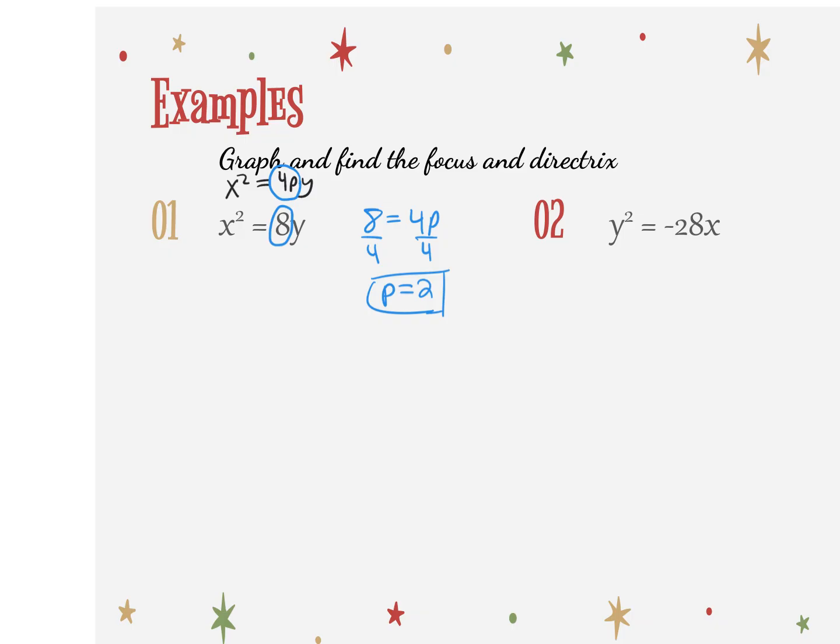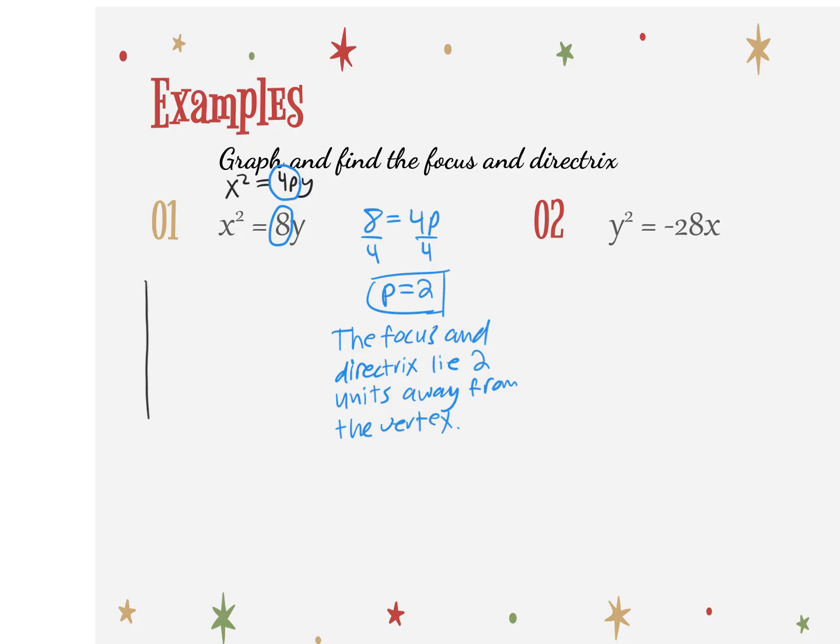So I'll write that down in words. That means the focus and the directrix lie 2 units away from the vertex. All right, so let's see what that looks like on a graph. I'm going to sketch a little graph.